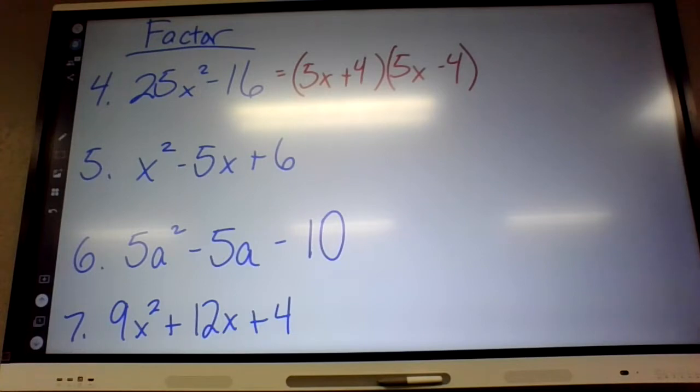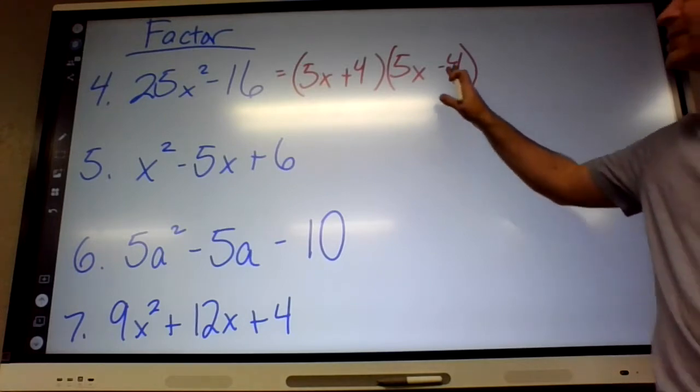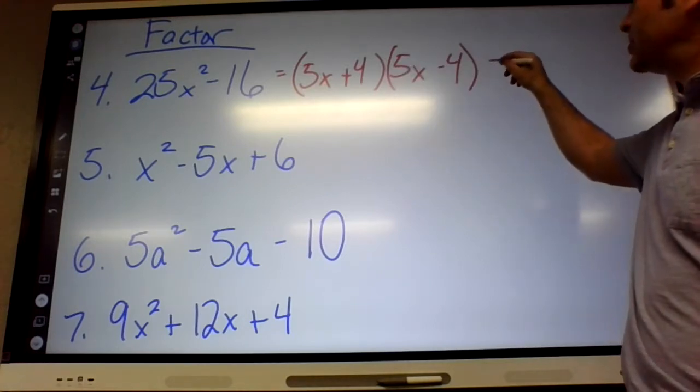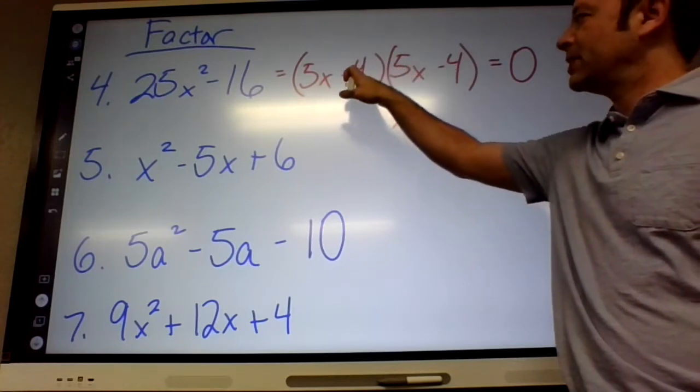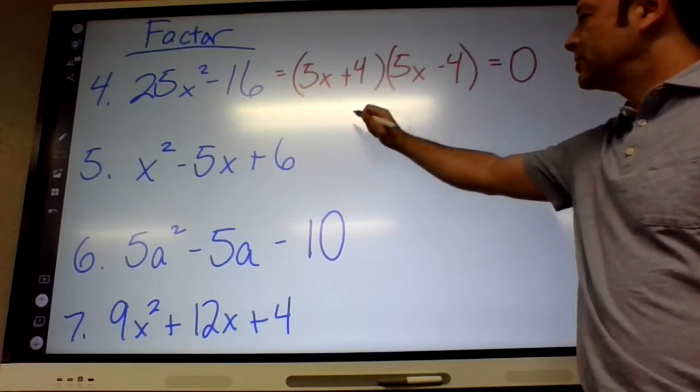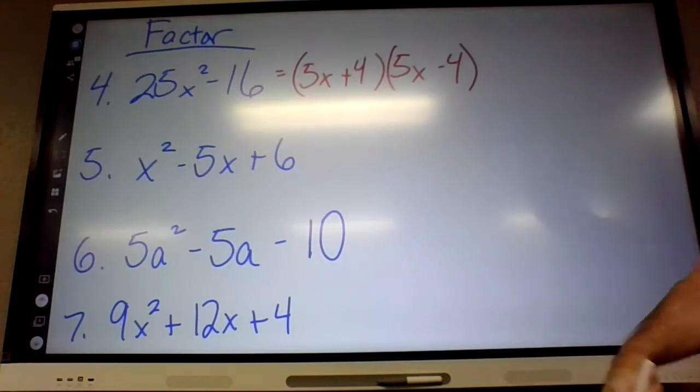Is that it? No, you're right. -4 and +4. This is it. If this was an equation, like equal to 0, x would equal positive 4/5 and negative 4/5. But it's not an equation, so x could equal anything. So we're just going to leave it factored like the directions say.